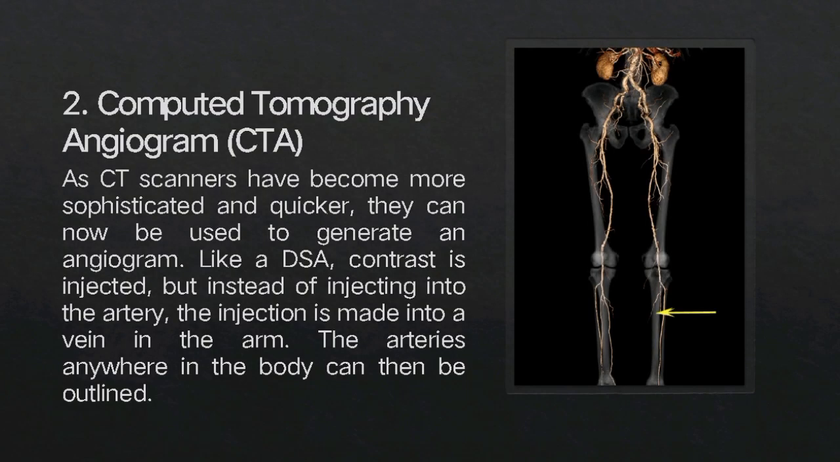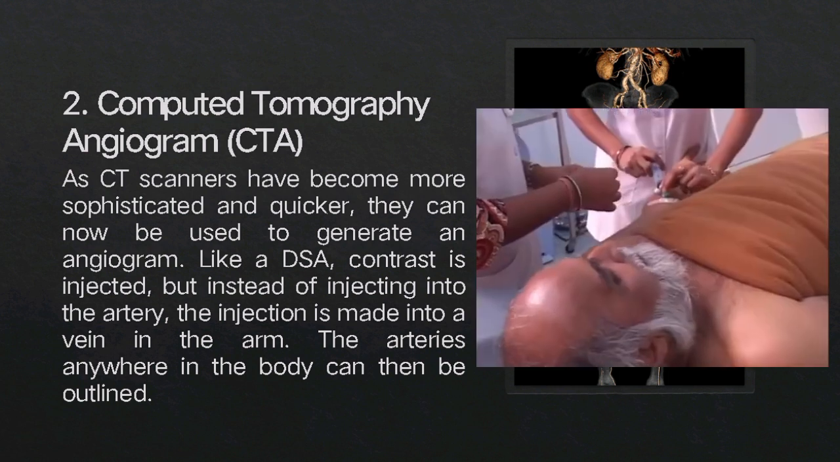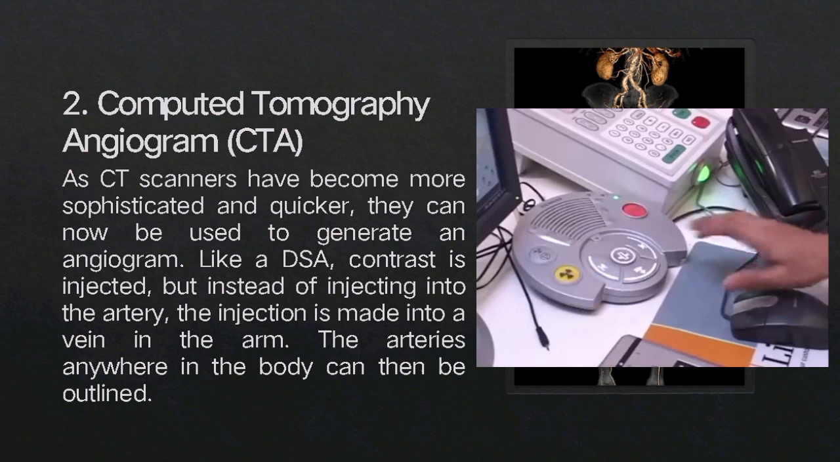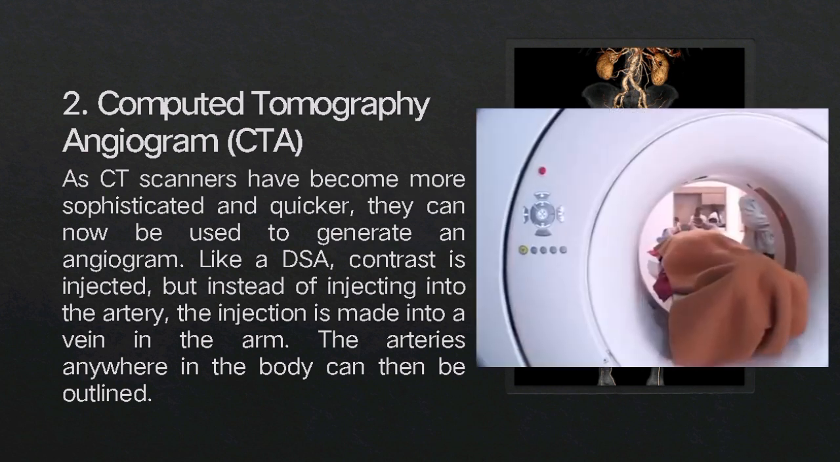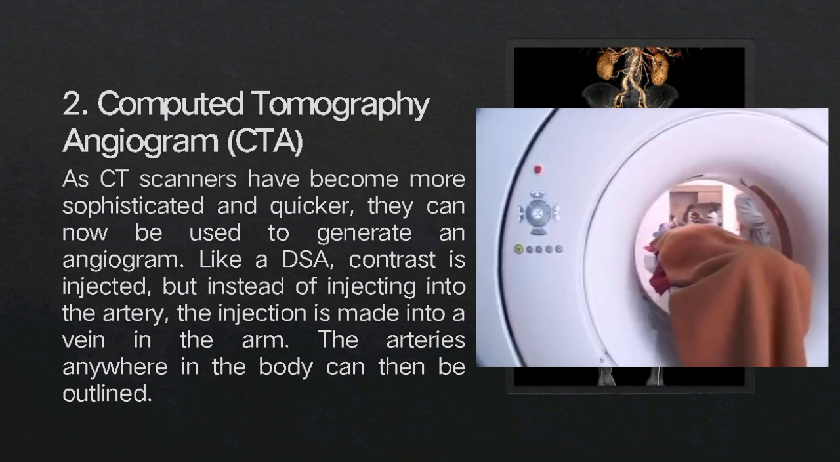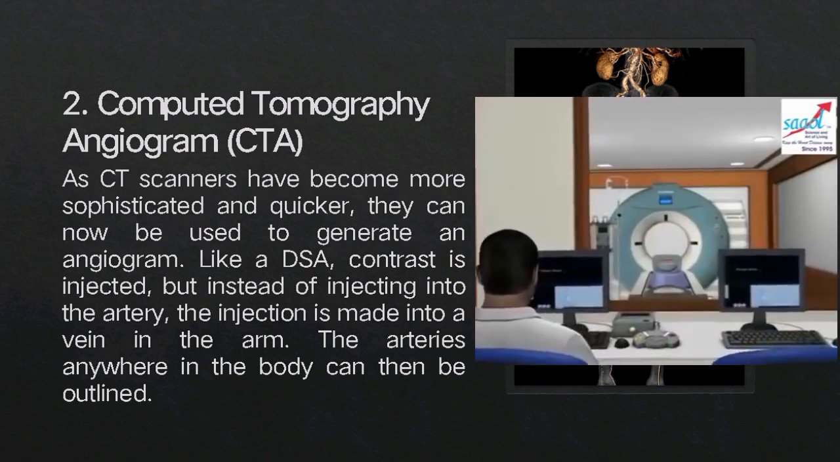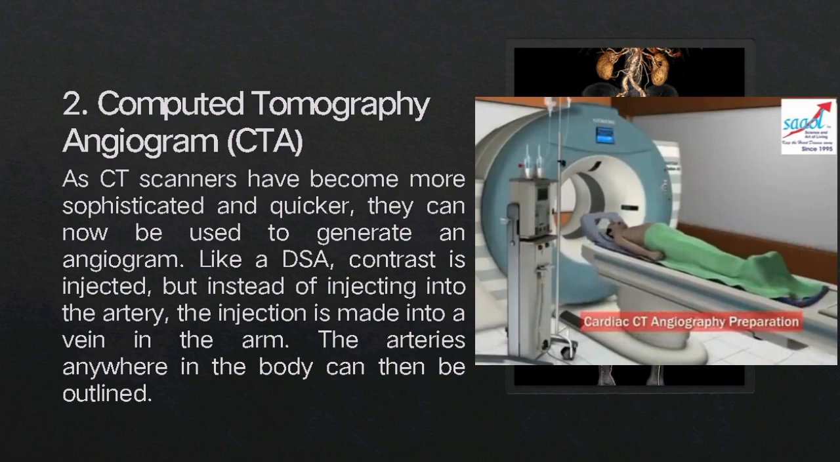Computed tomography angiogram. As CT scanners have become more sophisticated and quicker, they can now be used to generate an angiogram. Like a DSA, contrast is injected, but instead of injecting into the artery, the injection is made into the vein in the arm. The arteries anywhere in the body can now be outlined.